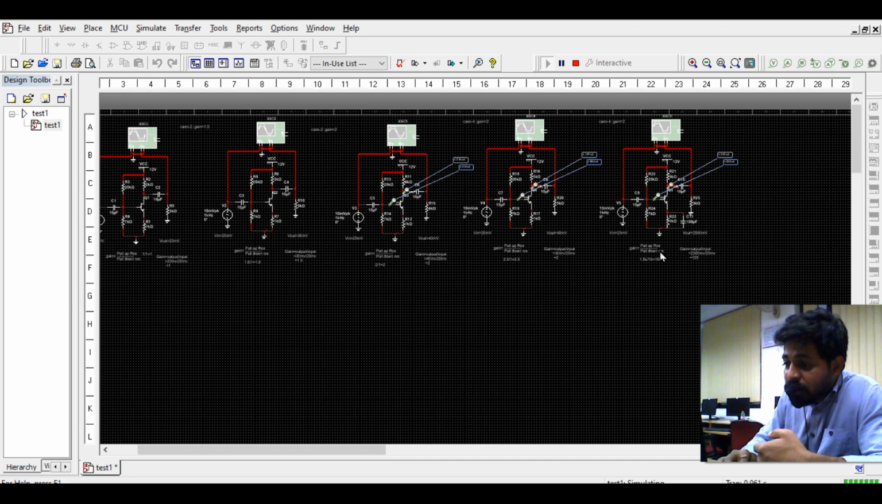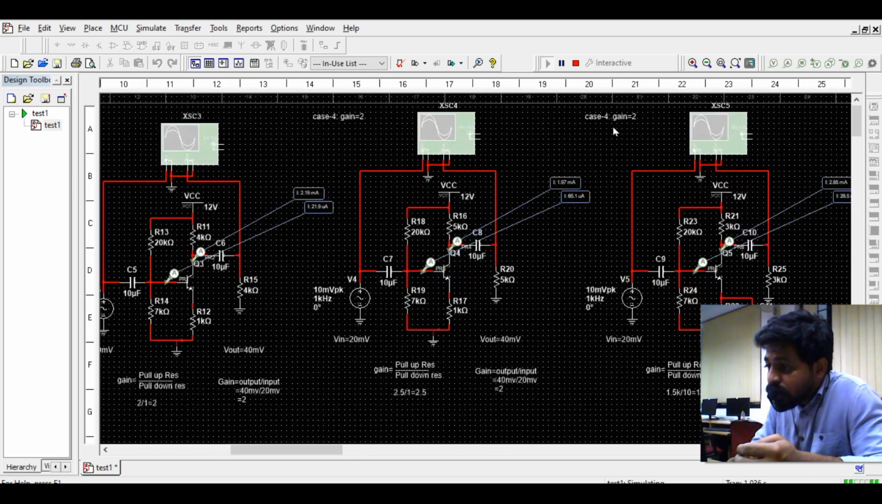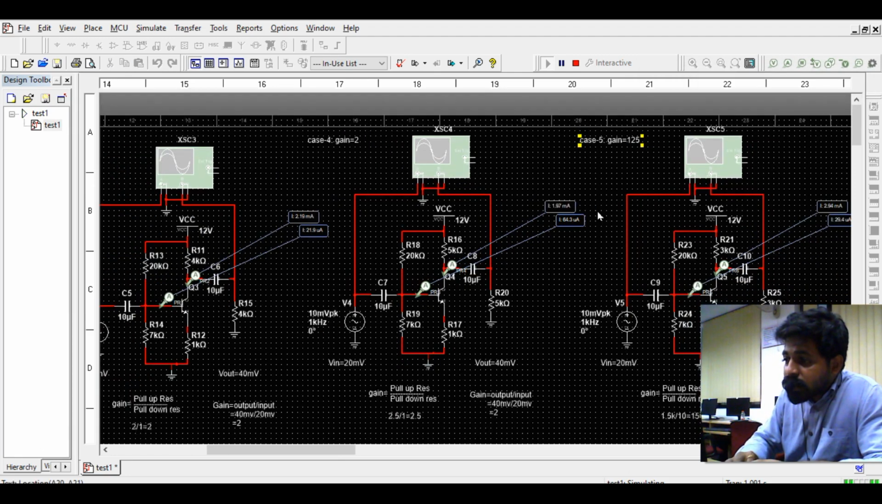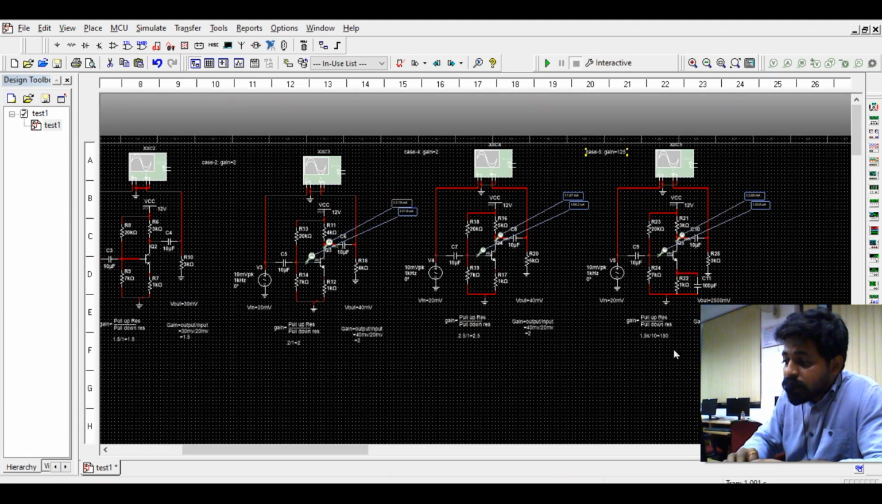So once I keep the capacitor, the gain is increased 2 times, 2.5 times. Now it is increased to more than 100 times, the gain is increased only by the capacitor. All these cases we call a CE amplifier without bypass capacitor. This is the case where CE amplifier with bypass capacitor. So we came to case 5, and we got the gain around 125. Right. So now let us copy the same case and go with the next case.